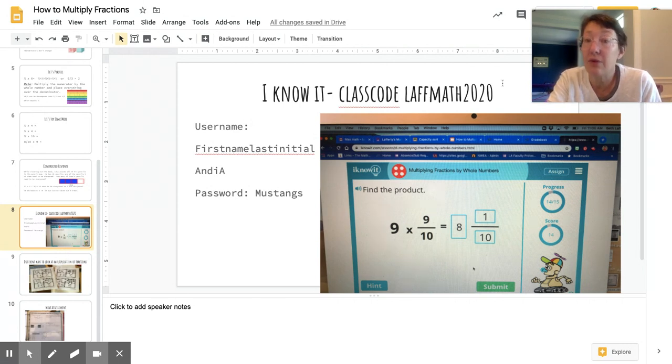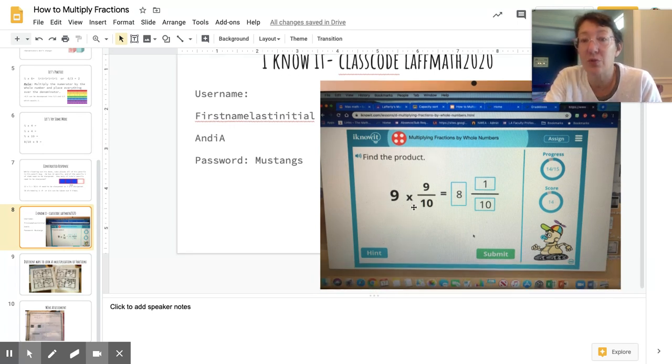The class code, again, is LaughMath220. Your username is your first name, last initial. Andy, I'm using you as my example. Andy A, and then password is Mustangs. So Michael James, yours would be Michael J, and password would be Mustangs, or anybody else. So pretty easy. Some of you have already gotten on because I have given you these as little bonuses if you just want to work on them.